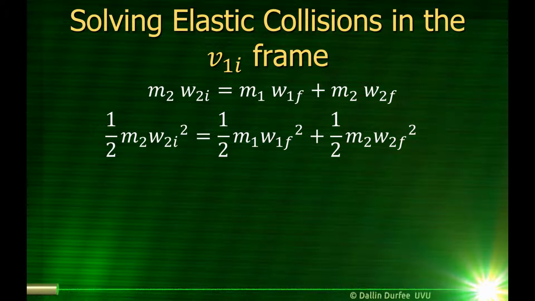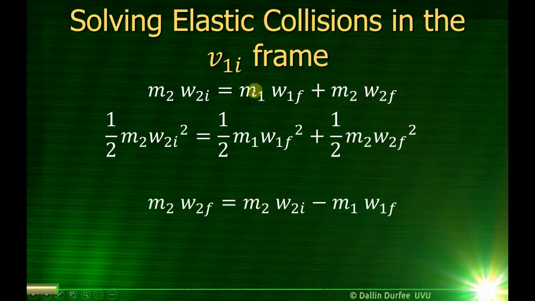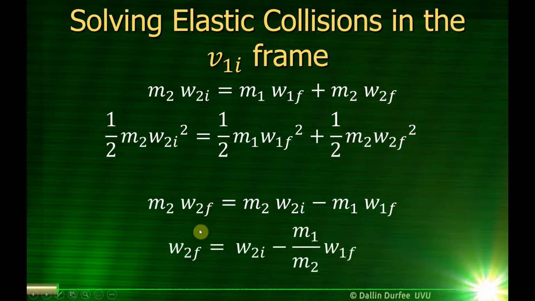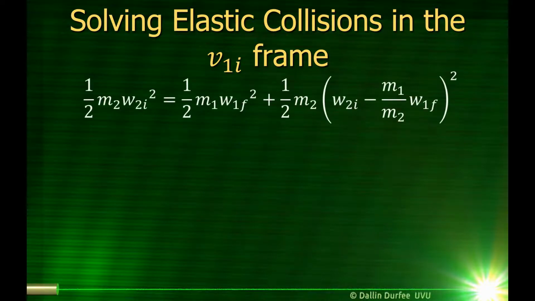And just like we did before, we're going to take the momentum equation and solve it for one of the final velocities. All right, so let's solve for the final velocity of object 2. So I'm going to take mass 1, final velocity 1 to the other side, and then I can divide both sides by m2, and now I know the final velocity of particle 2 in terms of the initial velocity of particle 2 and the final velocity of particle 1. So I can plug this into my kinetic energy equation and completely eliminate the final velocity of particle 2 from that equation. All right, and I do that.